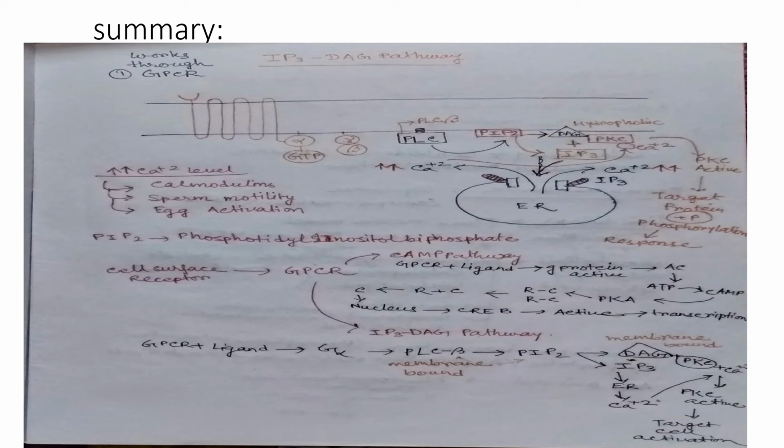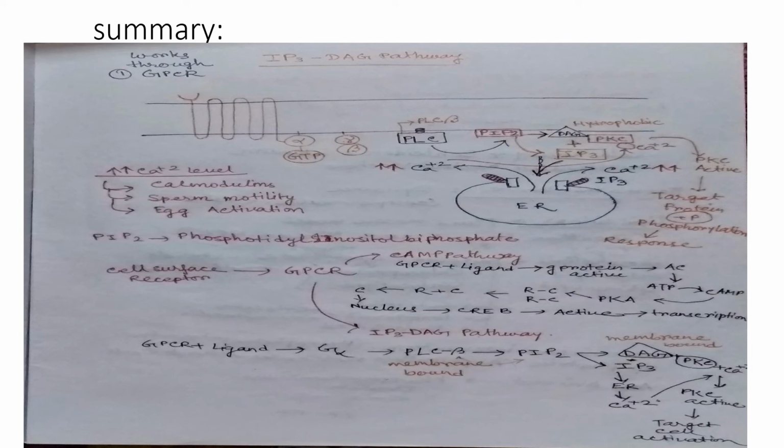So in cell surface receptors, through GPCR or G protein coupled receptor, we can get two pathways. One is the cyclic adenosine monophosphate pathway, or cAMP pathway. Another one is the IP3 DAG pathway. So in the cAMP pathway, what happens? GPCR binds with the ligand and then the G protein activates. After that, it activates AC, adenylyl cyclase, and this AC converts ATP to cAMP readily.